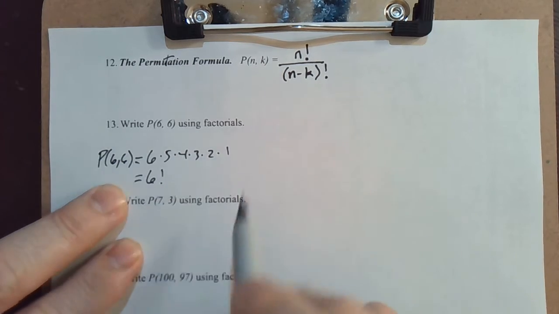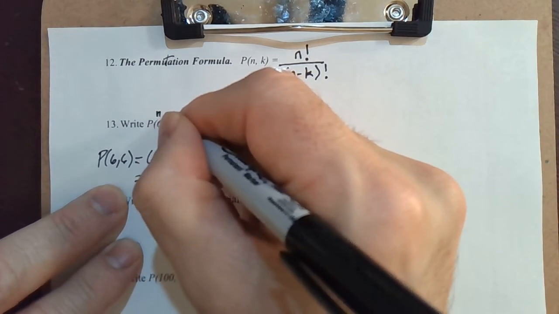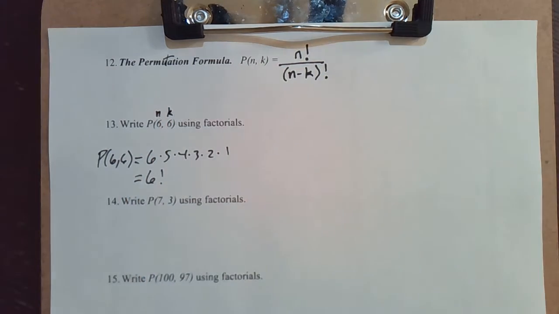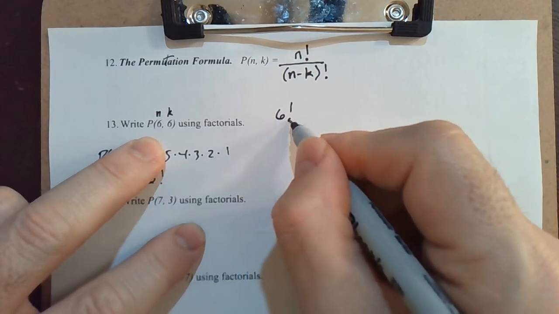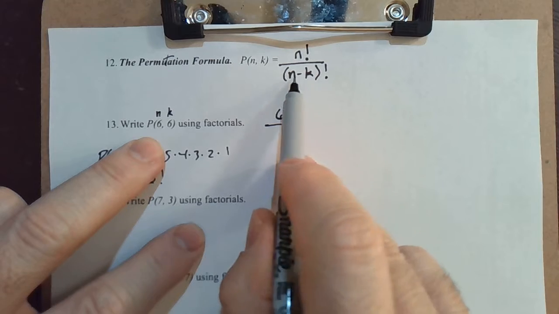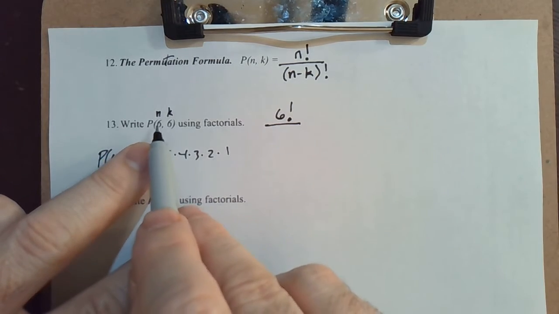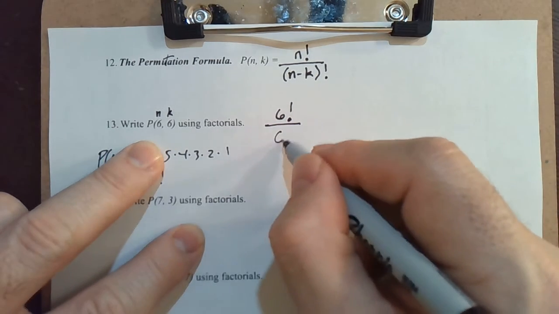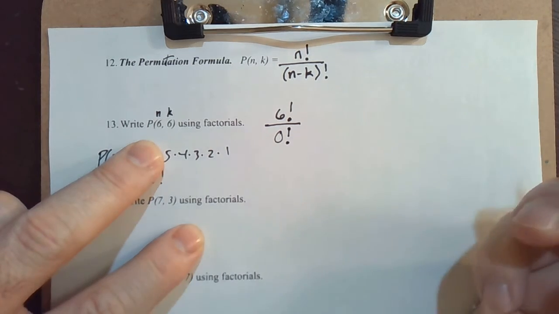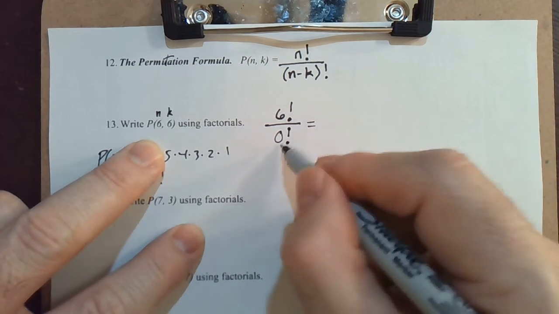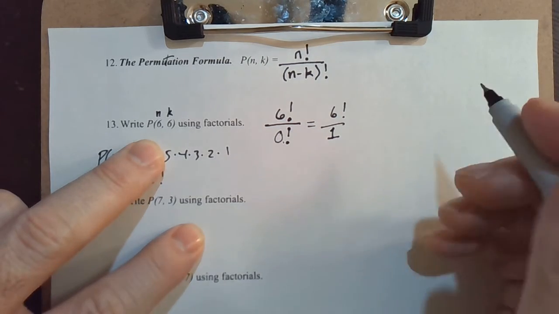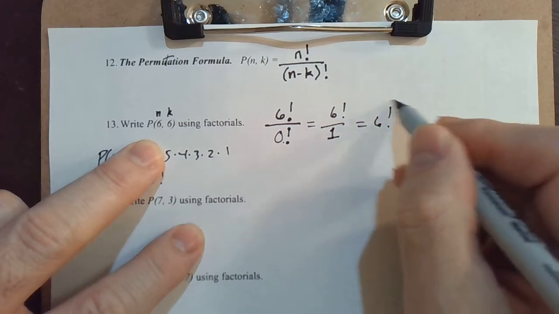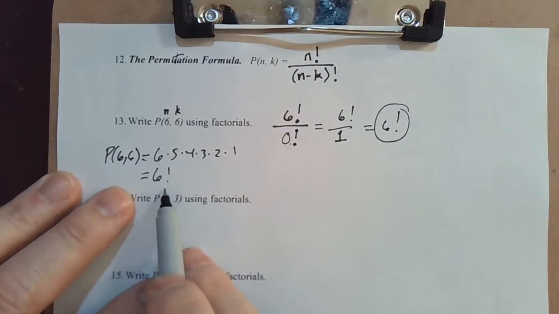So let's use this formula. The first 6 is n and the second 6 is k. So what's the numerator going to be? Well, 6 factorial. What's the denominator going to be? n minus k. What is 6 minus 6? 0 factorial. So that gives us 6 factorial over 1, because remember 0 factorial is 1, so 6 factorial. And that's exactly what we had here.